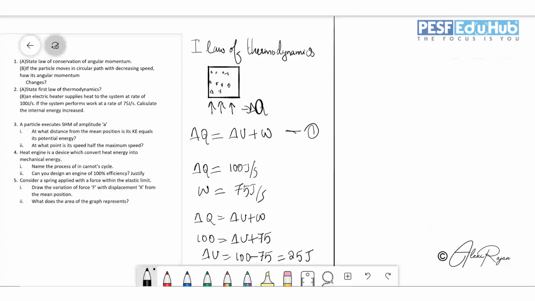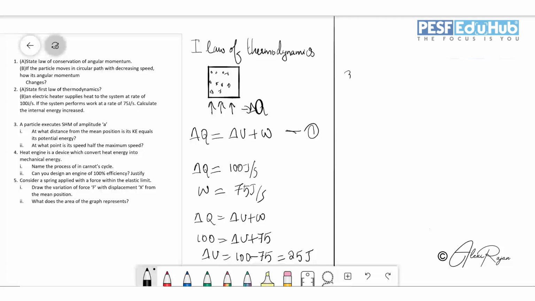So the heat supplied to a system is utilized for its change in internal energy as well as the work done by the system. So this denotes the first law of thermodynamics, and the numerical is given like this. So you got the answer, delta U is equal to 25 joules. So this is about the second question.